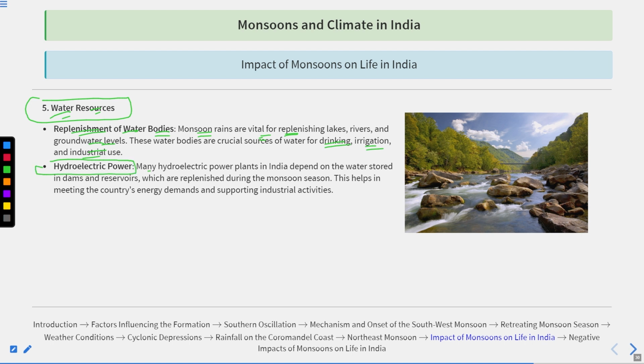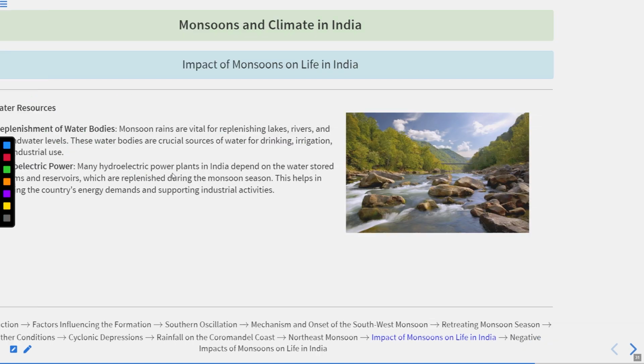Thereafter, the hydroelectric power. Many hydroelectric plants in India generally depend on the water stored in dams and reservoirs. And these resources must be replenished during the monsoon season. That helps in meeting the country's energy demands and also supporting industrial activities.